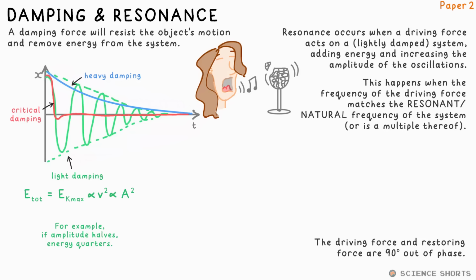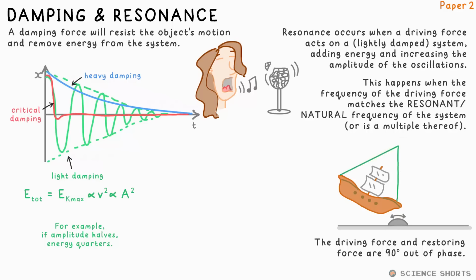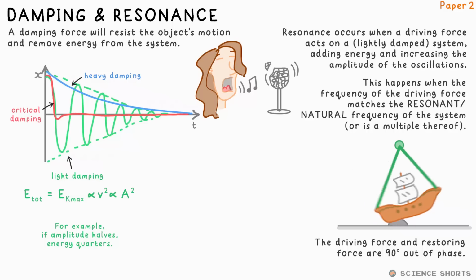The driving force and the restoring force are 90 degrees out of phase with each other, which means the driving force pushes most when the object is at equilibrium, much like the wheel under a swinging pirate ship ride, pushing it higher and higher every swing.